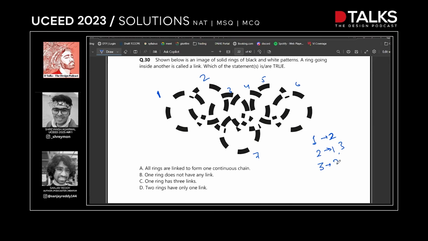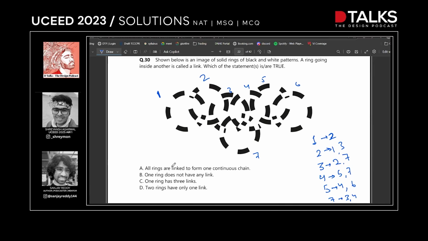Three is linked to two, and it is not linked to four. As you can see, both of the parts are on top. So it's not linked to four, but it is linked to seven. Then four is linked to just seven and five. Five is linked to four and also six, and seven is linked to three and four.